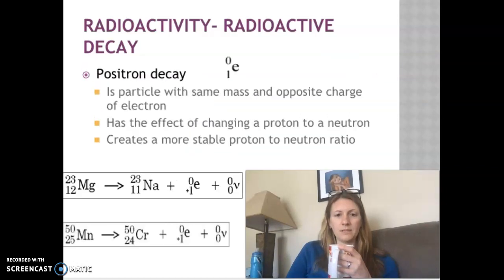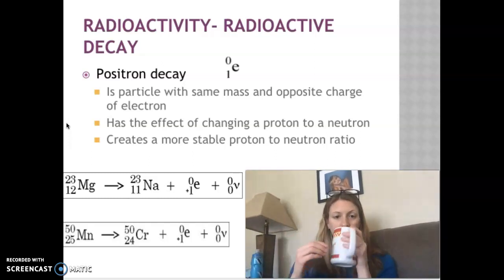Positron decay is going to be different than beta decay. You notice that beta decay had the -1 here. Positron is going to be a +1. So it's a particle that has the same mass but the opposite charge of an electron. So essentially electrons have no mass, and because an electron is negative, the opposite of that is going to be positive. So it's 0 and then a +1 e.